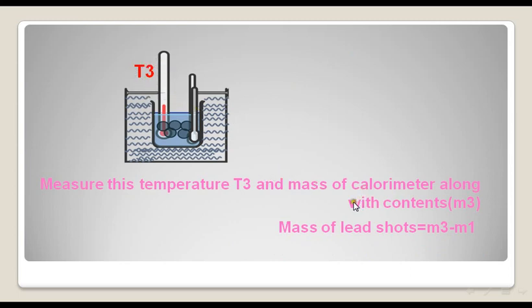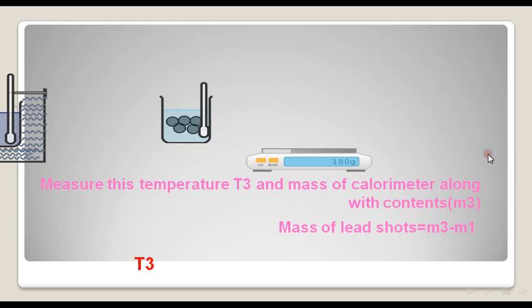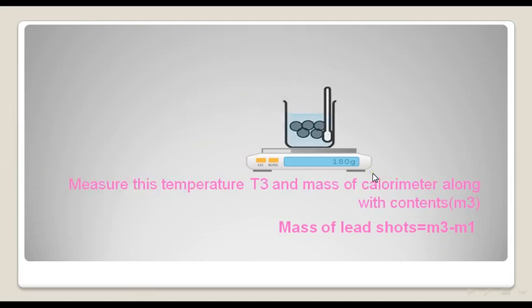Now we have to find out the mass of the copper vessel, water and lead shots. Here we need to calculate only the mass of lead shots. We can get the mass of lead shots by subtracting M1 from M3, because M1 is the mass of the empty calorimeter and M3 is the mass of the copper vessel, water and lead shots.